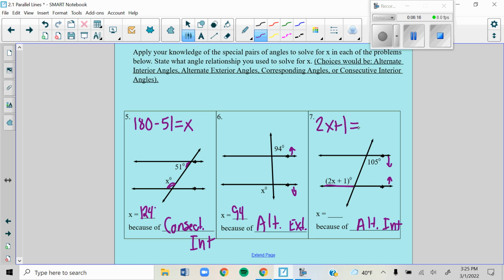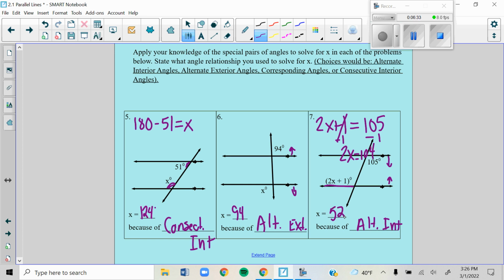So this time, I notice I have 2x plus 1. So I'm just going to set that whole thing equal to 105, and I'm going to go ahead and solve for x. So it's a two-step equation. Subtract 1 from both sides. So 2x equals 104. And 104 divided by 2, we end up with 52.